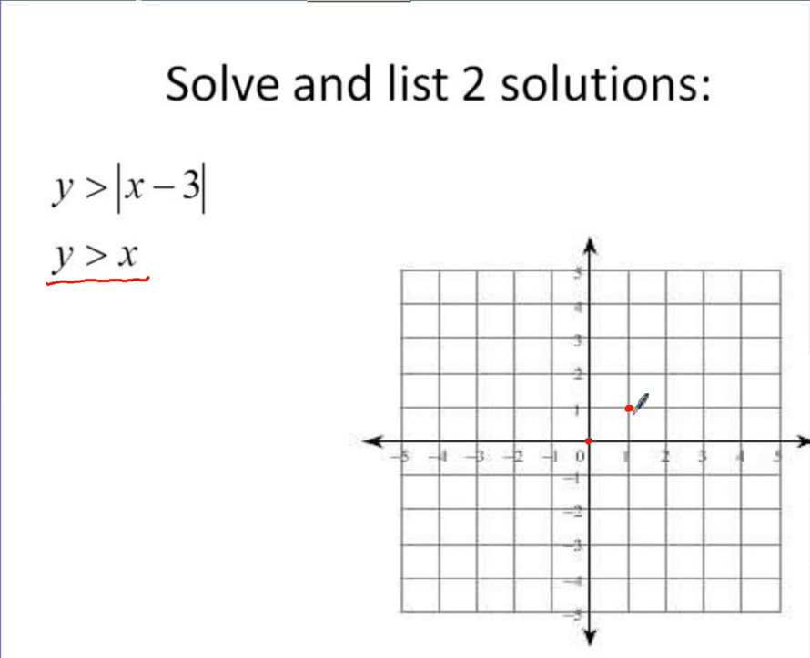Now, what kind of line do we have here? Dashed, or is it solid? It's dashed, right? No equals bar. So I put my dashed line in there. As far as shading goes, which direction are we shading here? Above this line or below this line? Above, because it's greater than, right? So you've got to shade to the side that the high side of the y-axis is on.